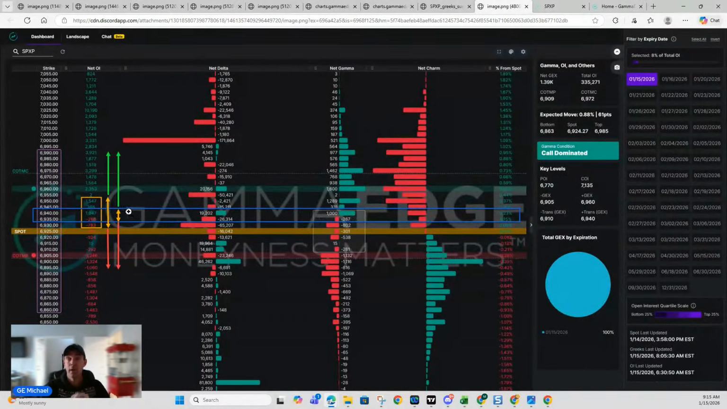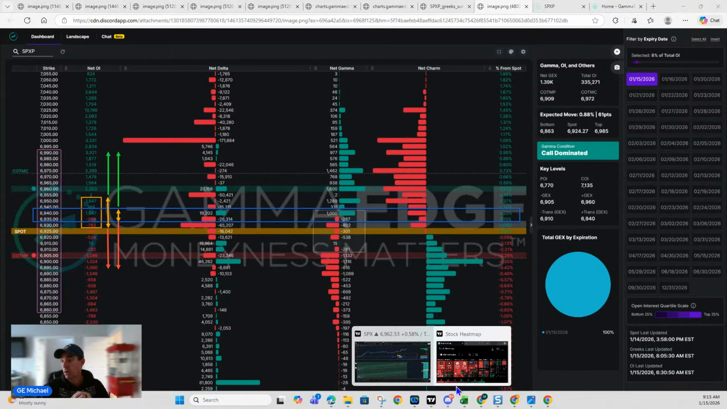Easy structure defined. Need to stay above 69.40. Below that, a little bit more weakness. Above 69.60, we're going to open right at that peak GEX level, so we may see some stalling and profit taking, and then to the upside, 69.75, and then 7,000 for the day. All right, let's go ahead and jump into our TradingView chart.